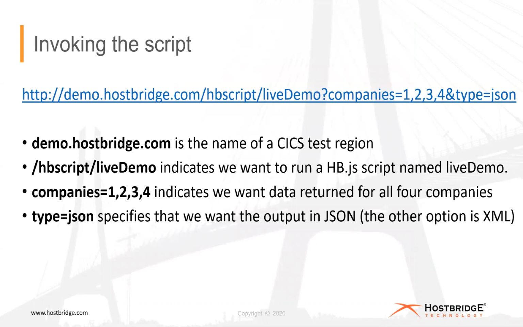Then we're going to invoke that script through that URL. What that URL is saying is that obviously we're going to a CICS region on our mainframe. We're going to a script named live demo. That script was written to accept a variable called companies, and we're going to say we want data for all 4 companies. And then we're going to say type equal JSON, which just says we want the output in JSON. You could also say XML if you wanted. Now, it's important probably to know we don't set rules as to the names of scripts, the values of your inputs and outputs. These were just choices that we made to make a very simple demonstration application.